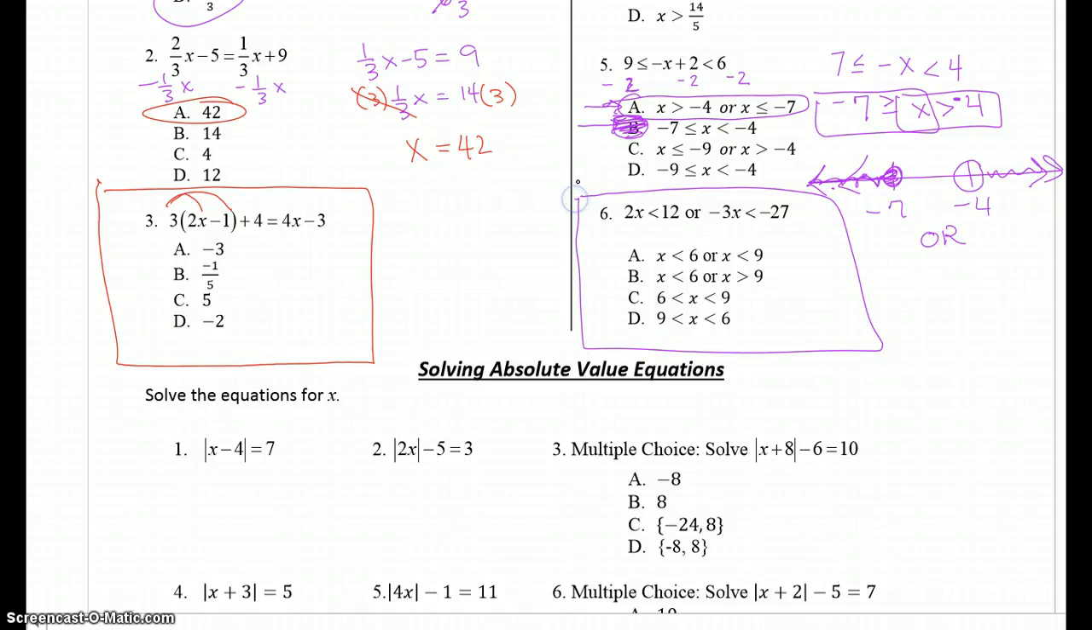For number 6, just treat this as two separate problems. The OR just says that this inequality works or this inequality works, so two separate problems.